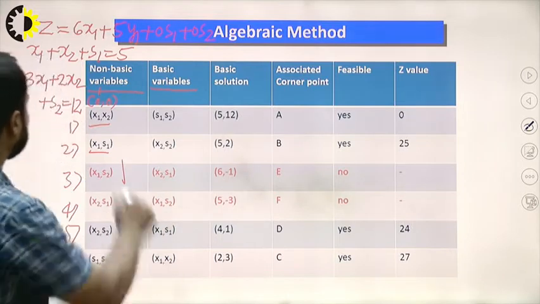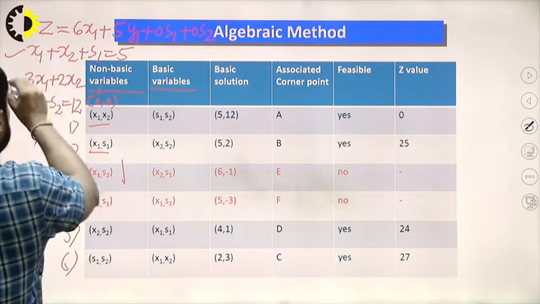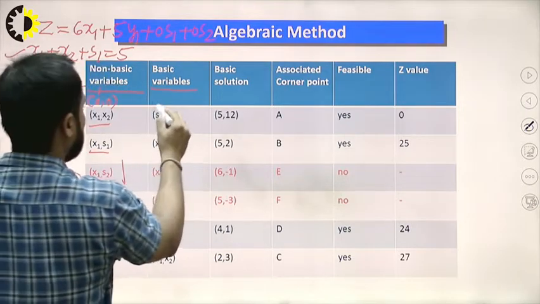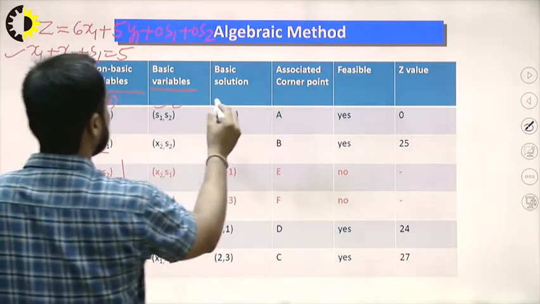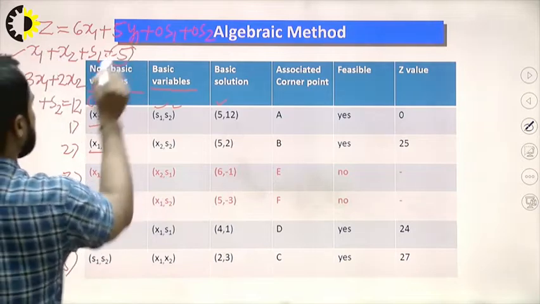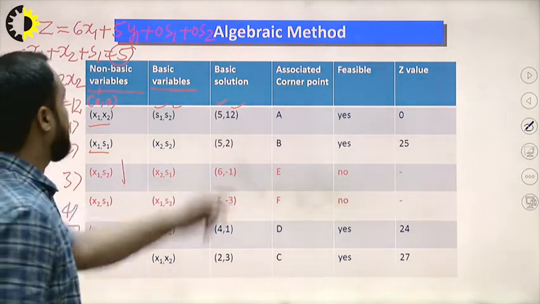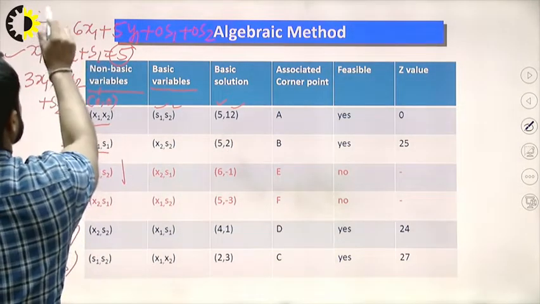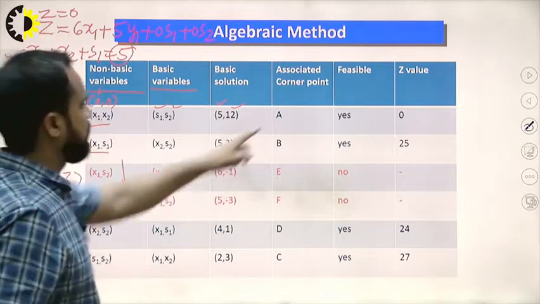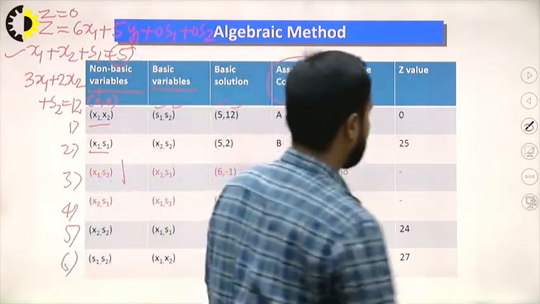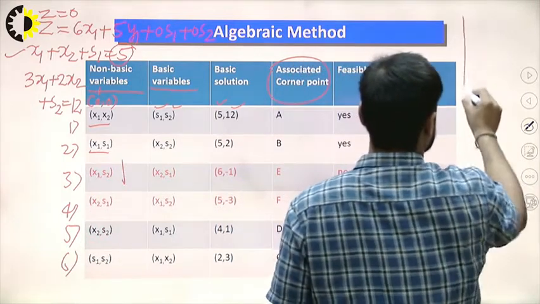If I put x1 is 0 and x2 is 0 in these two equations, I will get s1 and s2. What is the value? s1 is equal to 5 from this equation, and s2 is equal to 12. If the solution is s1 equal to 5 and s2 equal to 12, the value of the objective function will be 0.